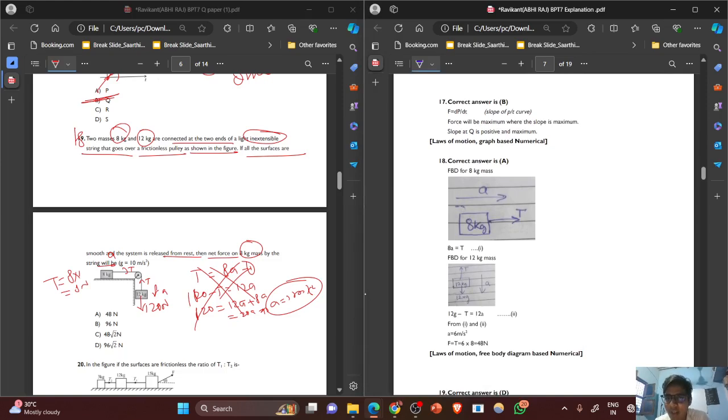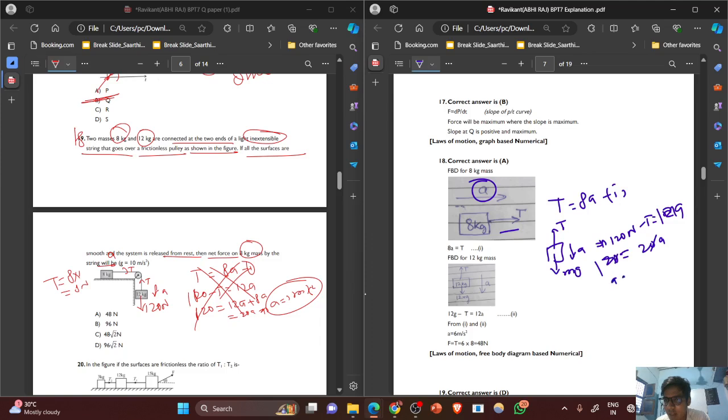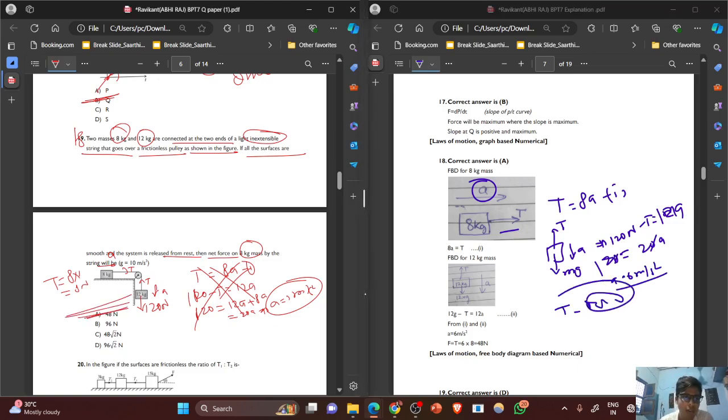Okay. In the 8 kg, you can see an acceleration will be there. So the tension will be 8a, first equation. Then in the 12 kg, it's simply tension above, mg below, acceleration below. It's simply 120 Newton minus T equals ma, which is 12a. So 120 is equal to 20a. So your a will be simply 6 meter per second square. So your tension will be 48 Newton. So the correct answer will be option number A.